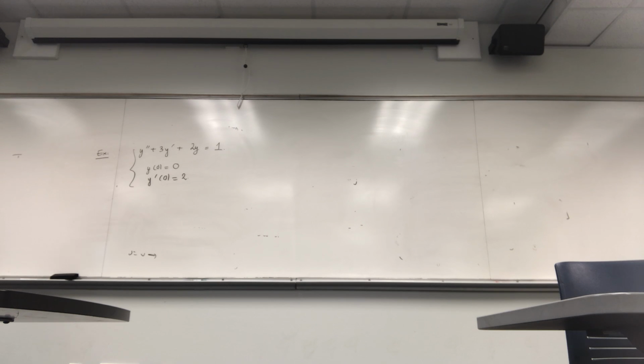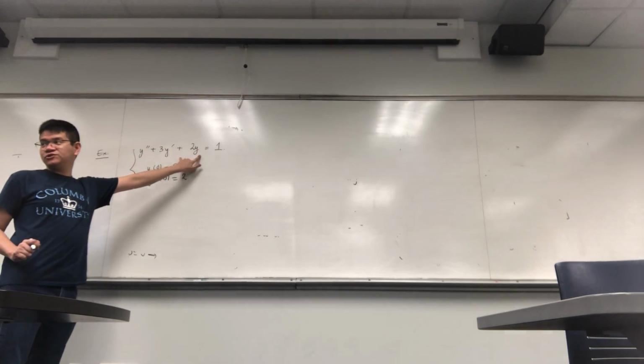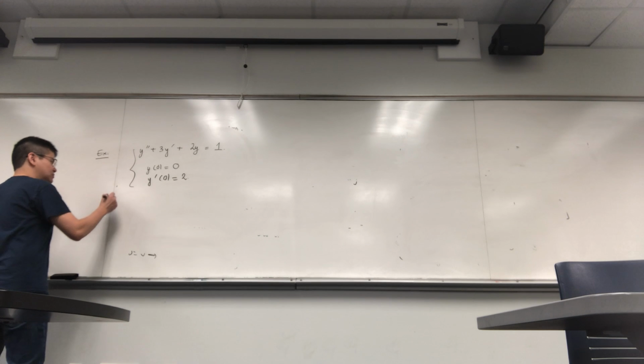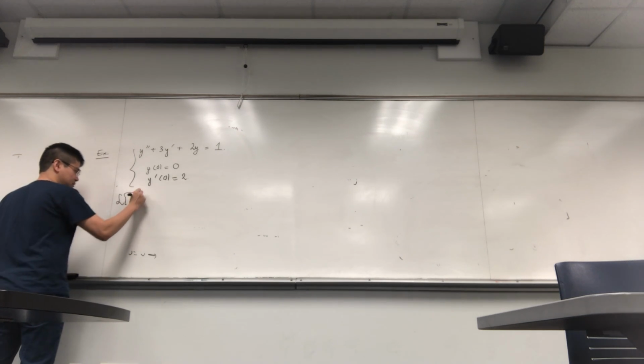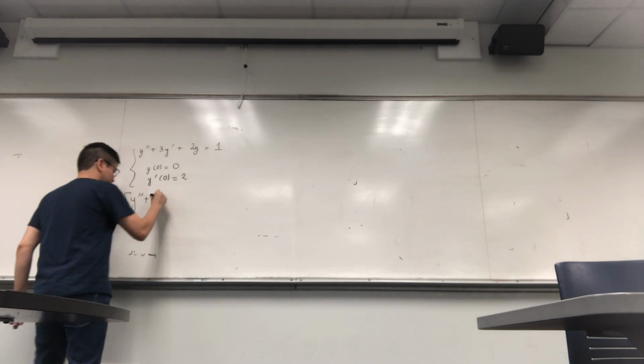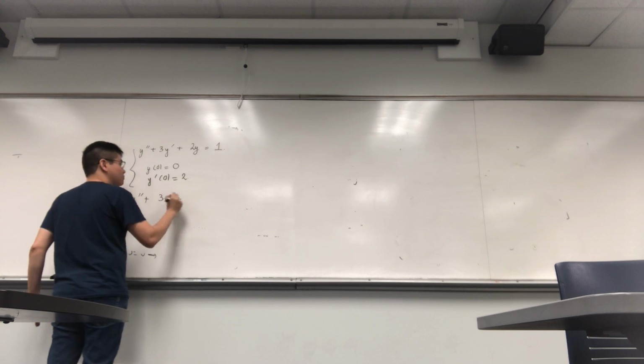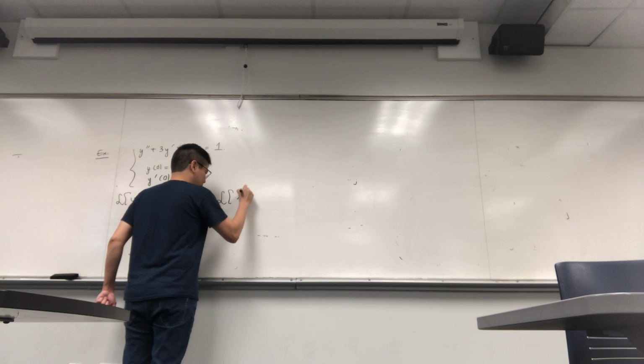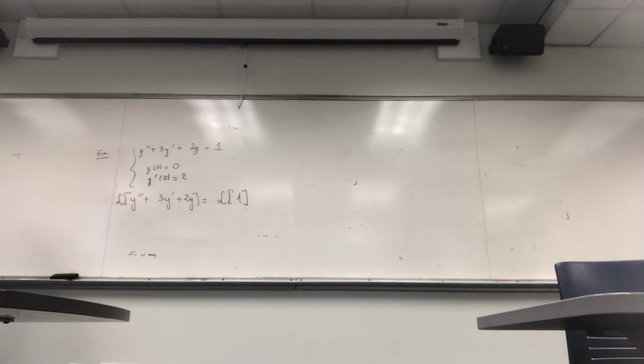So, what should I do in the first step? Yes? Take the Laplace transformation of both sides. The first step is always to do the Laplace transform on both sides. Alright? So, I'm going to Laplace transform both sides. So this gives me on the right-hand side the Laplace transform of 1. What is the Laplace transform of 1?